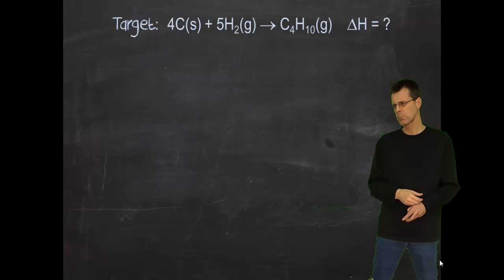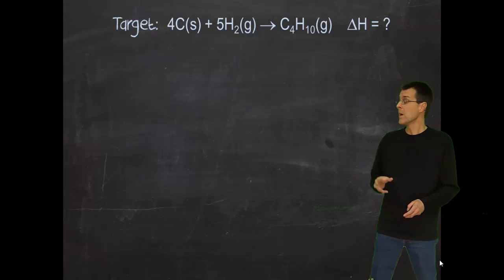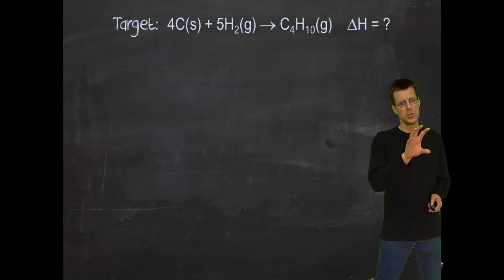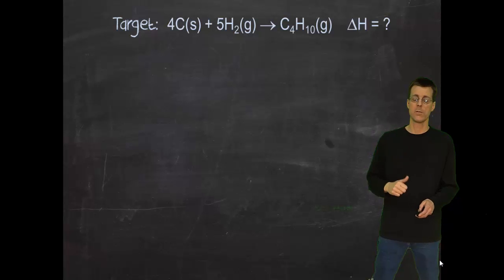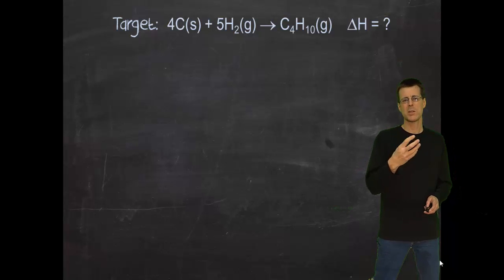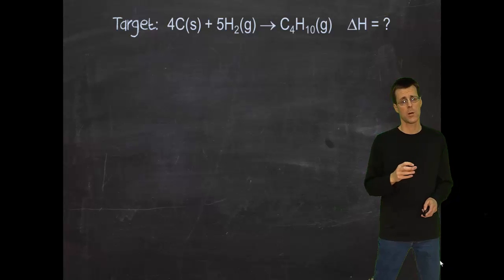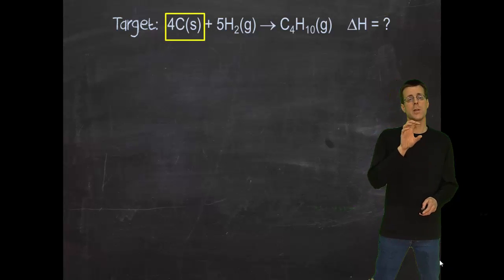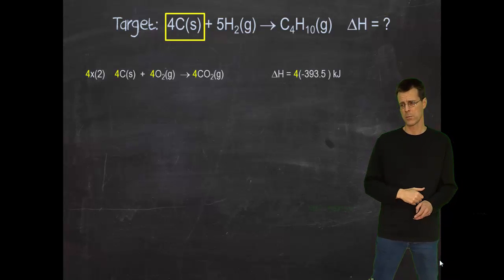How do we do it? Well, we start with our reaction as our target. And then what we're going to do is use the other ones, manipulate them so that when we're finished, we have 4 carbons plus 5 hydrogens to make butane. So what I like to do is pick something to start with. So what I did was I decided to start with 4 carbons. In other words, I need carbon as a reactant. So I look through my list of reactions and I find that reaction number 2 has carbon as a reactant.